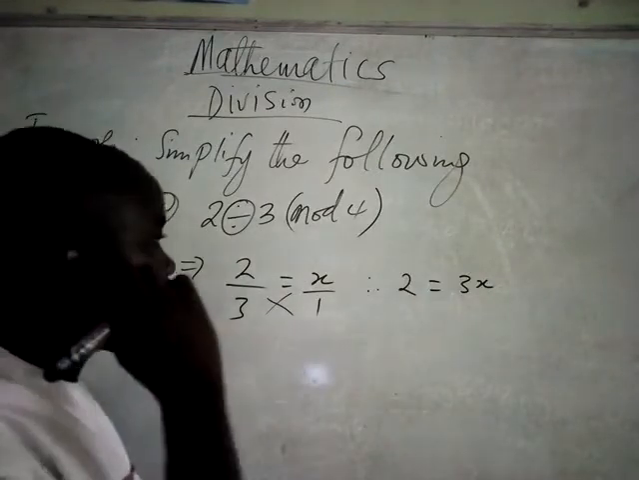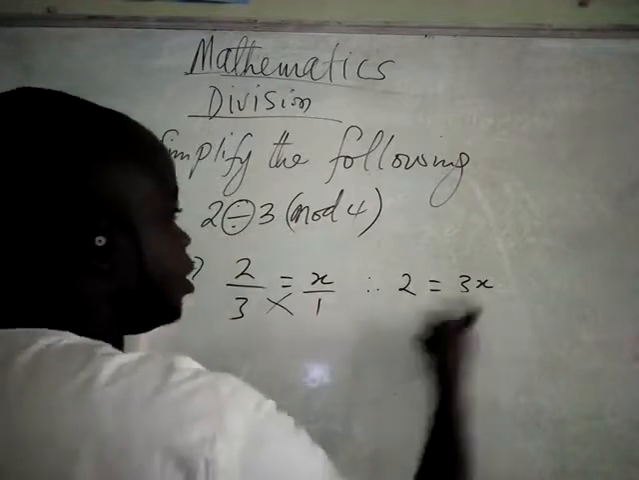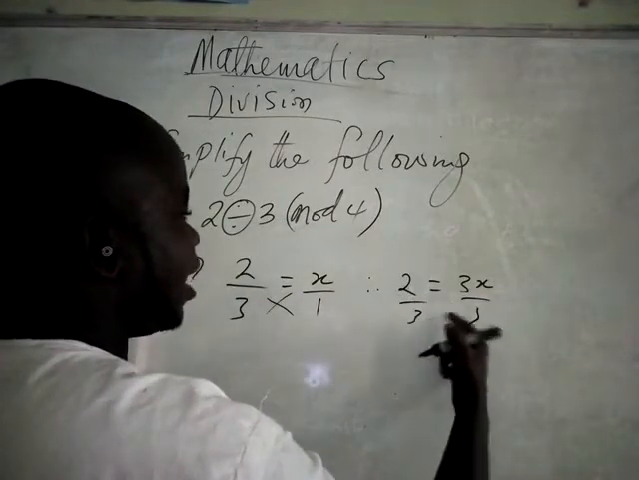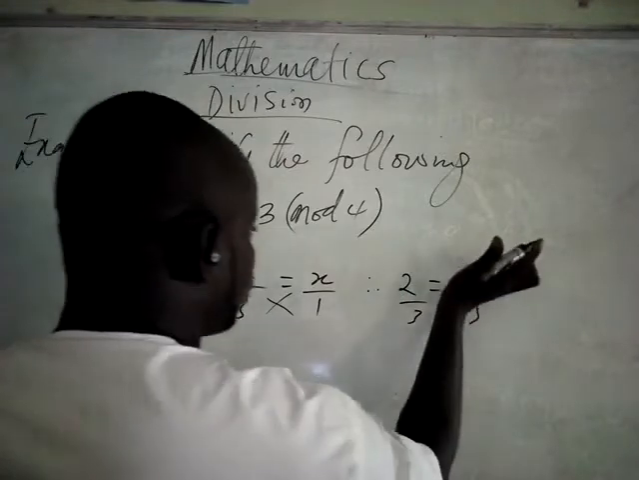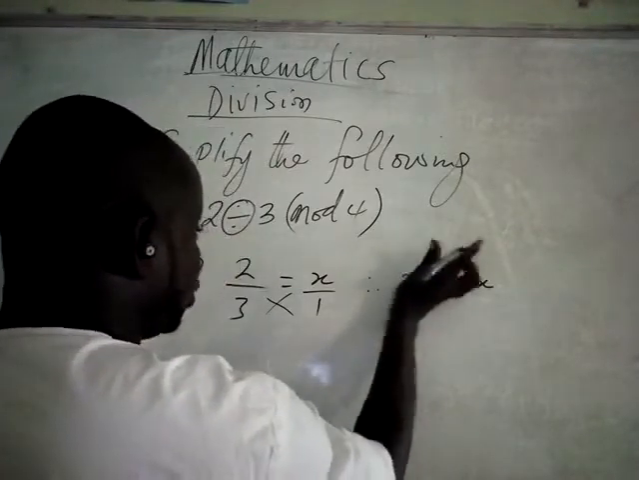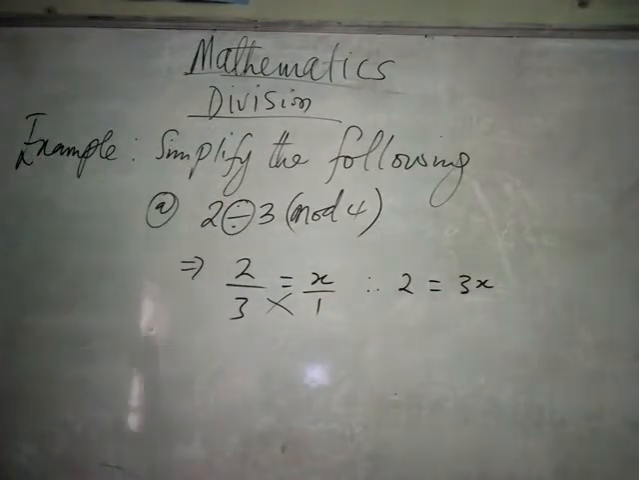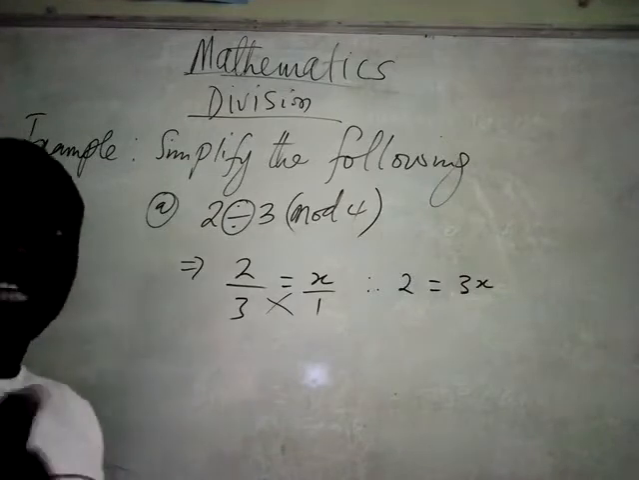Now in this maths here, I can divide both sides by 3. If I divide here by 3 and divide here by 3, I will actually have 2 over 3. And I don't want to get 2 over 3 in my calculation because we don't want to have a fraction in our modular arithmetic.